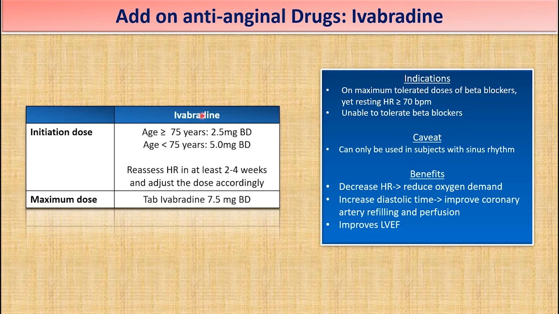This table illustrates the initiation dose for ivabradine. It depends on the patient's age. If the age is 75 and above, we tend to start with a lower dose of 2.5 mg BD. If the age is less than 75 years old, you can start the patient on 5 mg BD. We always reassess the patient's heart rate within 2 to 4 weeks and adjust the dose accordingly. The maximum dose for this medication will be 7.5 mg BD.